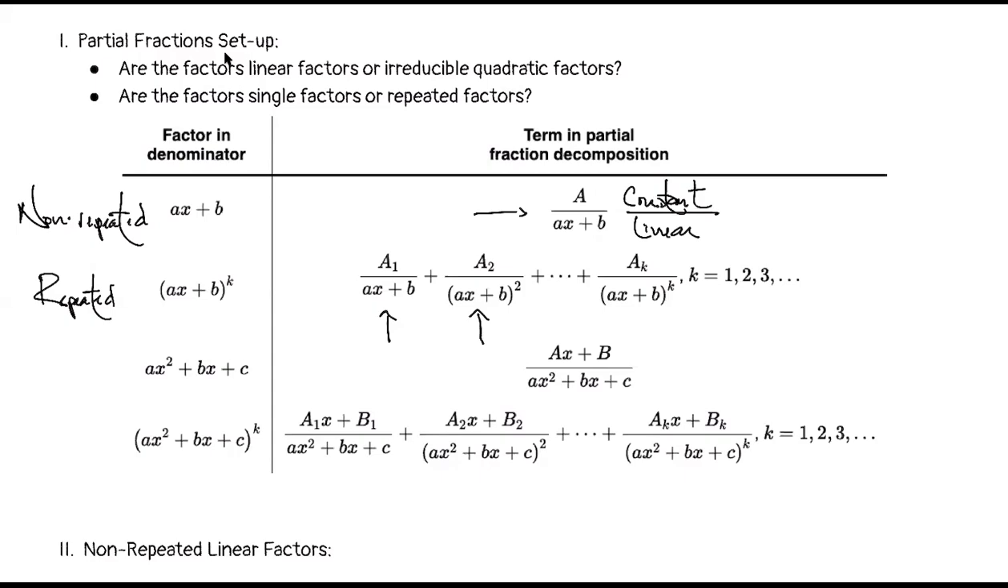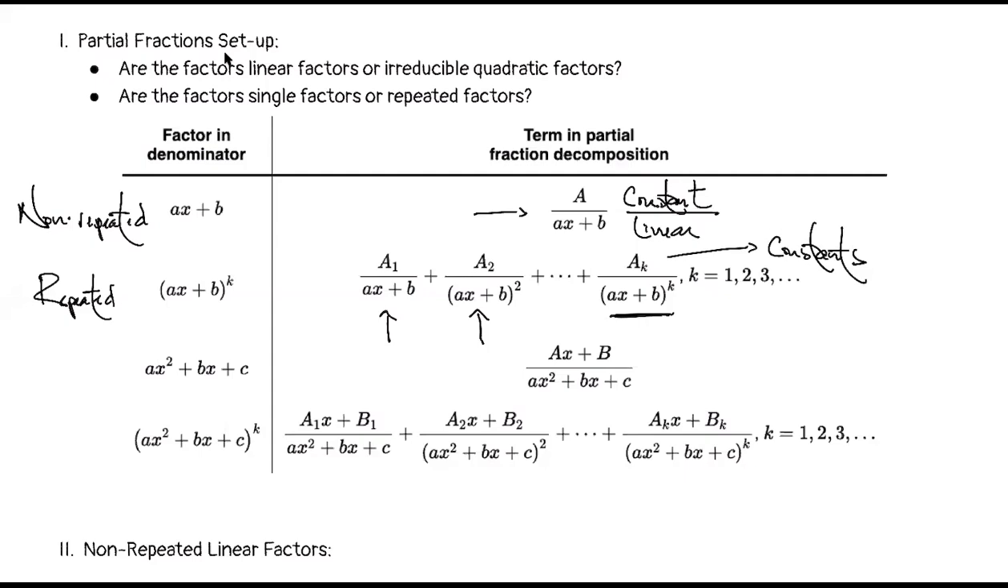And if that factor is repeated many, many times, then we keep going as many times as that factor is repeated. But the key thing here is that the numerator is going to stay a constant. It's not going to become a linear. It's going to stay constant, okay? So all of my numerators are constants.